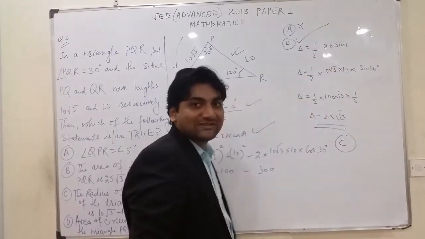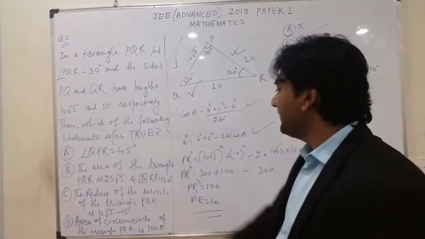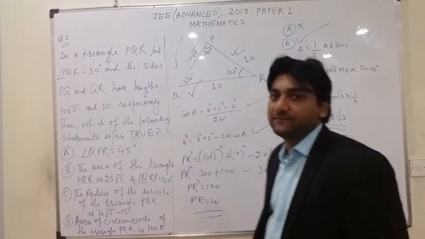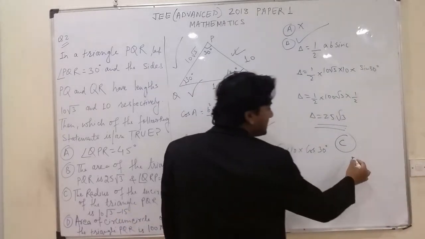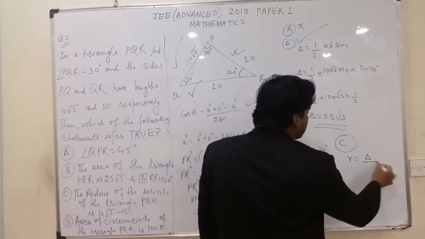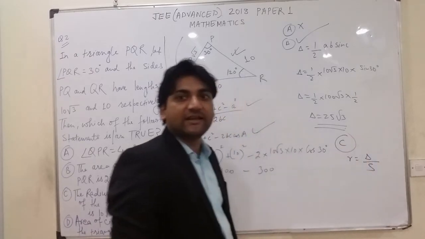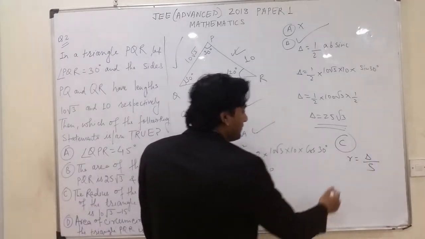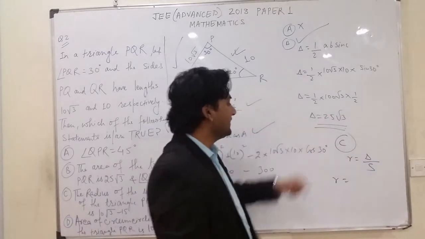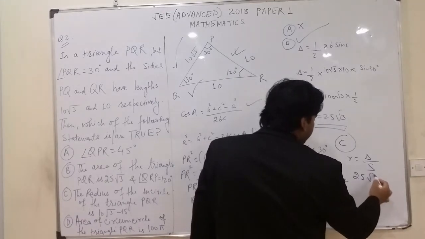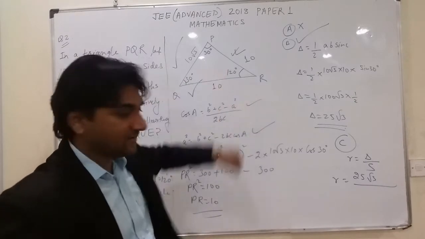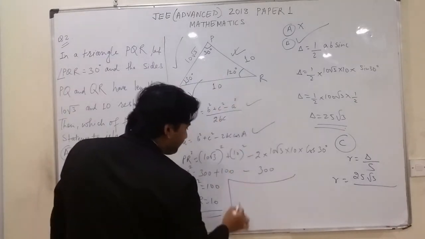Now let us discuss option C. What is option C? The radius of the in circle of the triangle PQR is 10 root 3 minus 15. Okay. So the radius of the in circle, the small r equals delta over s. Delta is the area of the triangle and s is the semi-perimeter. So now r equals, what is the area of the triangle? Just now we found that it is 25 root 3 over the semi-perimeter, right? Perimeter means the sum of all sides. So let us find s here.